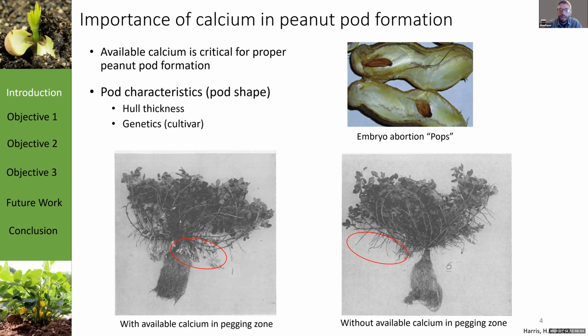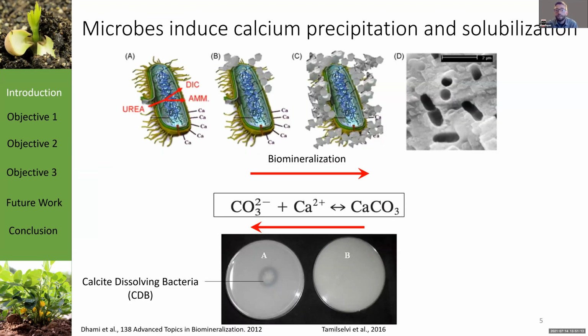Gypsum is a byproduct of coal energy, and recently there has been an increase in power plant or coal production shutdown. And so with that, it's expected for gypsum to increase in cost. And so with that, a new alternative is needed. And so our solution to the need for a new source of calcium is in the form of microbes.